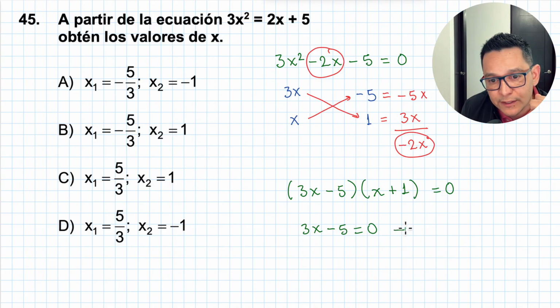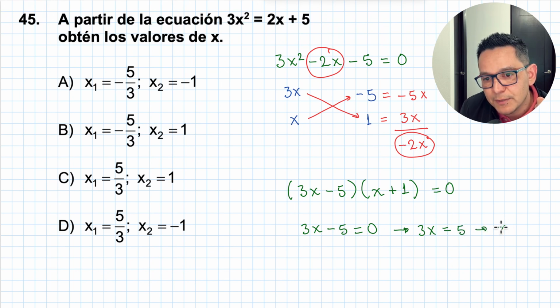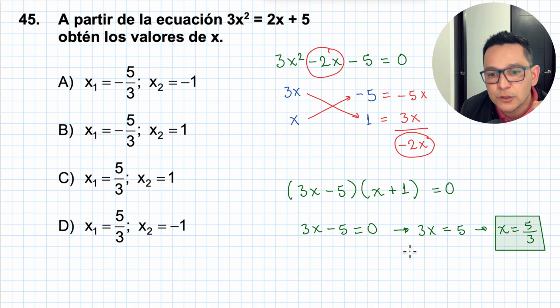I'm going to do it right here in front. So I get 3x equals what? Well, this negative 5 goes over as plus 5. So here I get that x is equal to 5 divided by 3, right? Look, this 3 went over dividing. So now we have a first value for x. X is equal to 5 over 3.